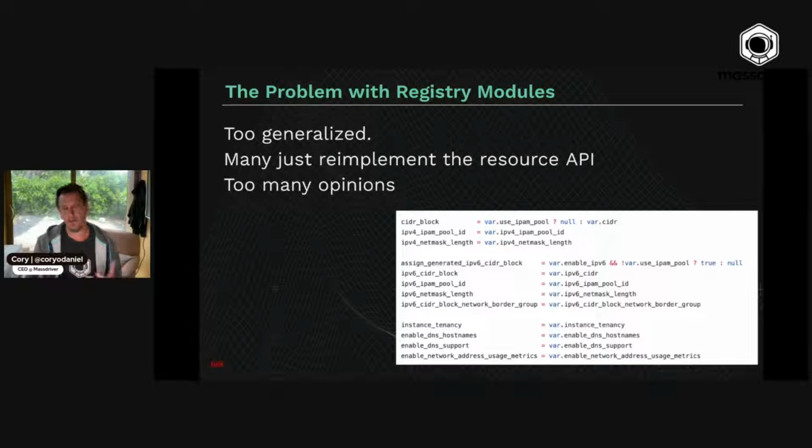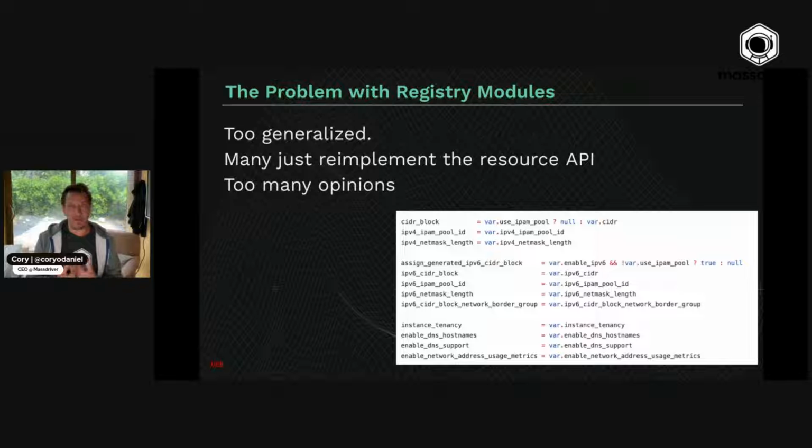One of the things I see with these registry models, again, is they are too generalized. A lot of them are just re-implementations of the underlying resource APIs. This is just a screenshot from, I think, the AWS VPC module, and you can see that literally everything is just mapping variables back to the resource attributes. And why does this happen, right? Well, the reason it happens is you have 1,000 people from 1,000 different companies all sharing their opinion on what their configuration should look like. And you get to this point where your abstraction has no value.